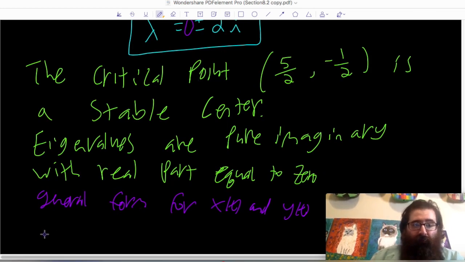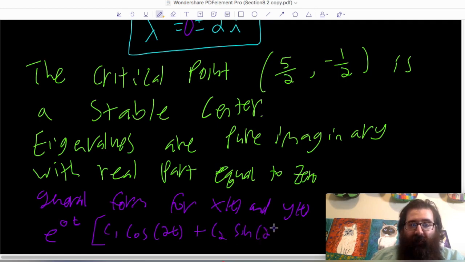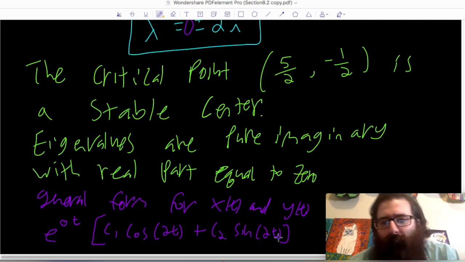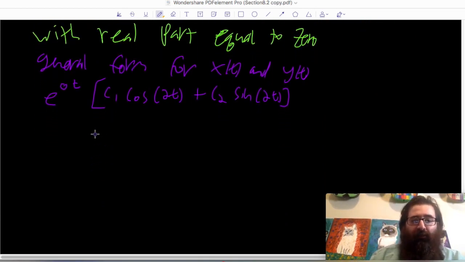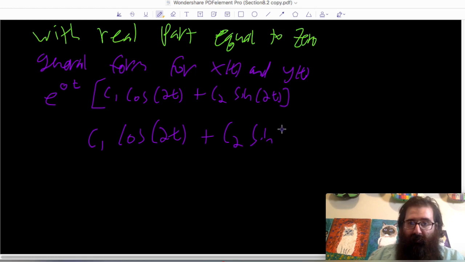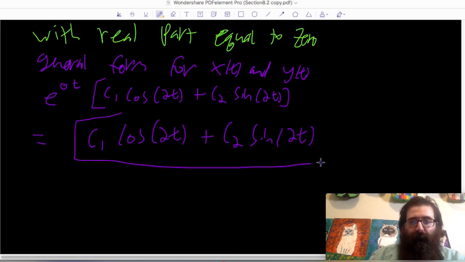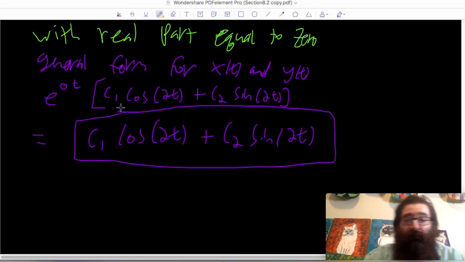We would say, well, this is going to look like e to the 0t times, in parentheses, c sub 1 cosine 2t plus c sub 2 sine 2t. But that e to the 0t is just e to the 0, which is 1. So in general, this is just going to look like c sub 1 cosine 2t plus c sub 2 sine 2t.